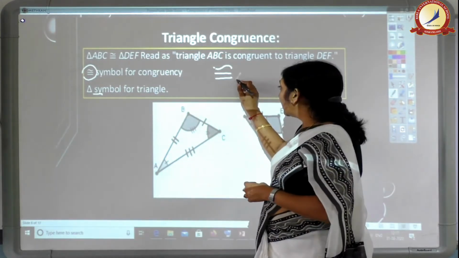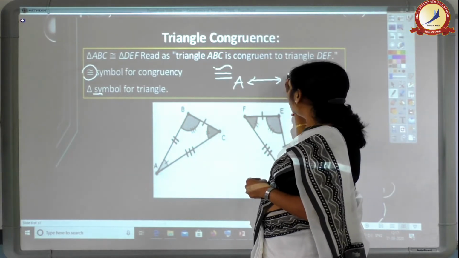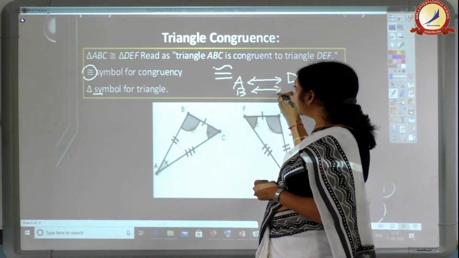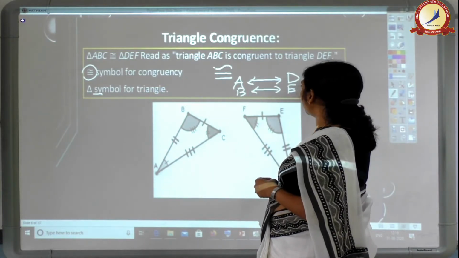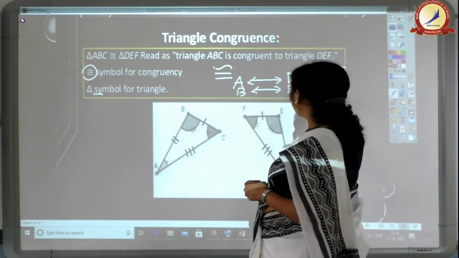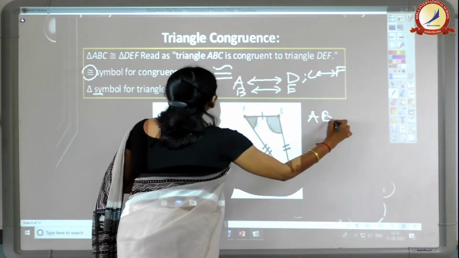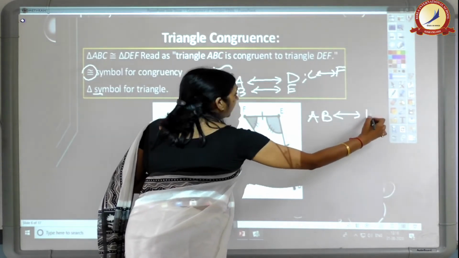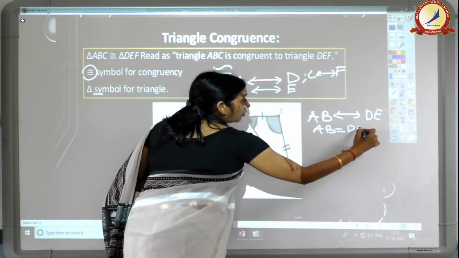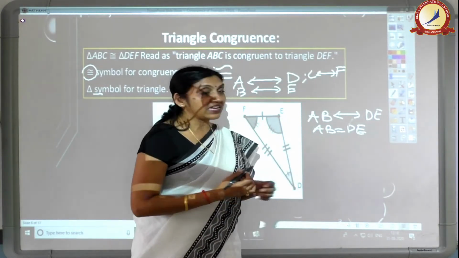Which means what? Vertex A corresponds to vertex D. Vertex B corresponds to vertex E. Similarly, vertex C corresponds to vertex F. And I can also say that AB corresponds to DE. That means AB is equal to DE. The length of side AB is equal to the corresponding side DE.